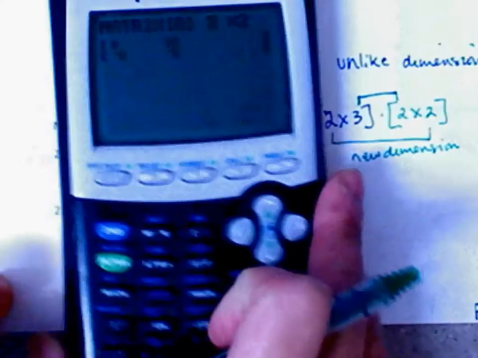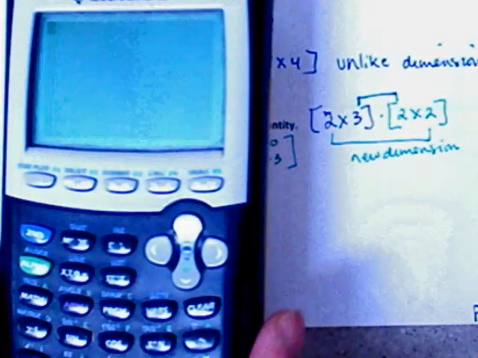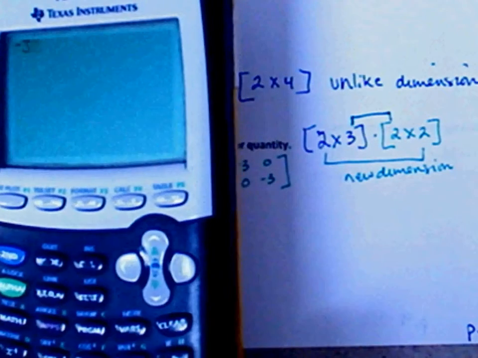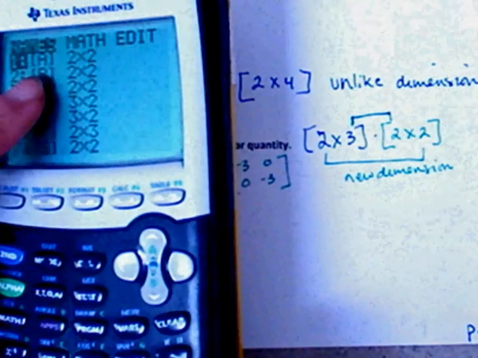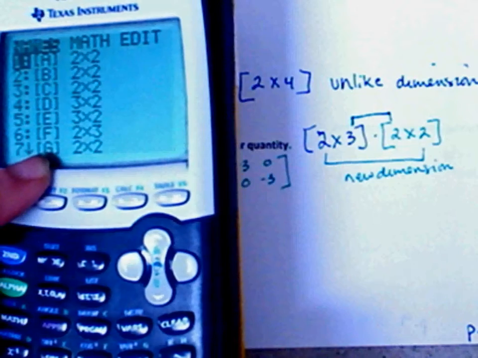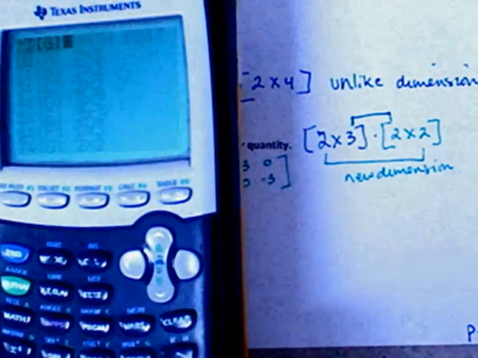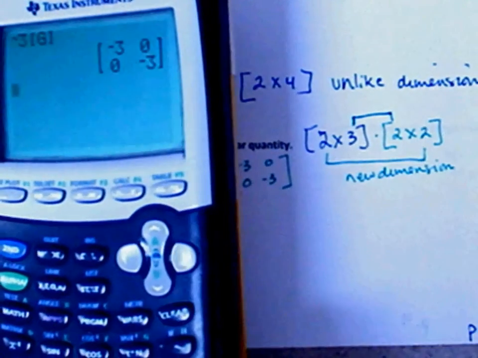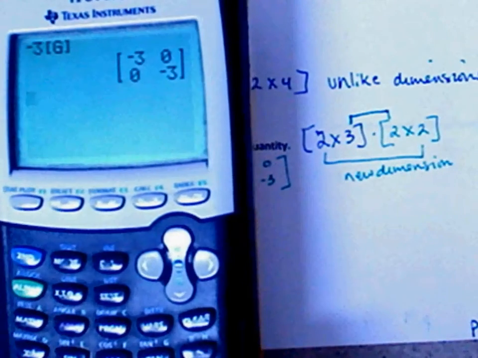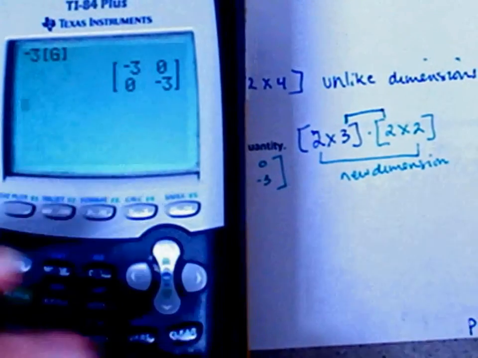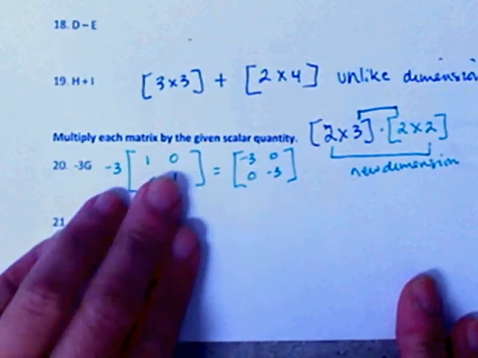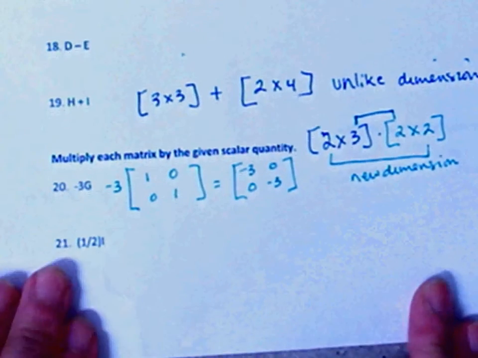To do that on a calculator, I've already entered all my data, so I hit negative 3, second matrix. Do you see how I have my G right here, a 2 by 2, number 7, and that'll give you your information on your calculator as well. But if I ask you to show work, I need to see this part. Same as number 21.